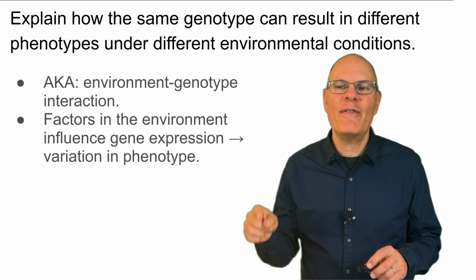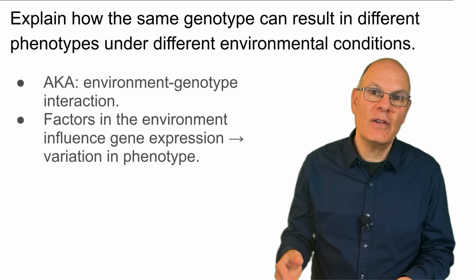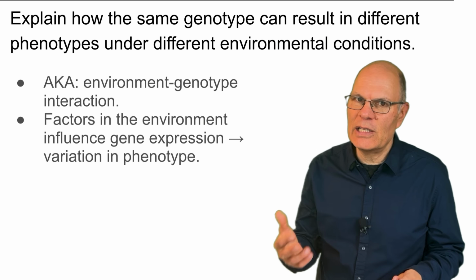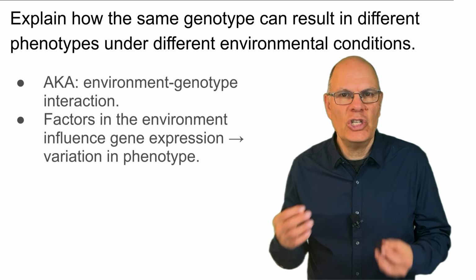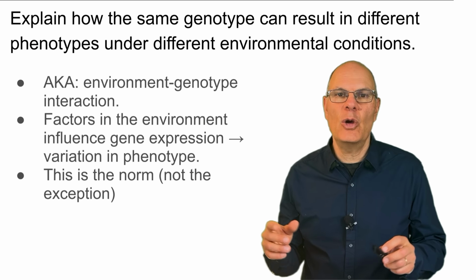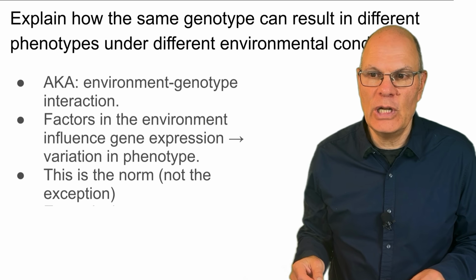And what happens is that factors in the environment influence gene expression, and that leads to variation in the subsequent phenotype. And basically what it's saying is something that's fairly well known, that genes don't determine everything. Genes interact with the environment. And note that this is the norm, not the exception. Here are two examples to know about.